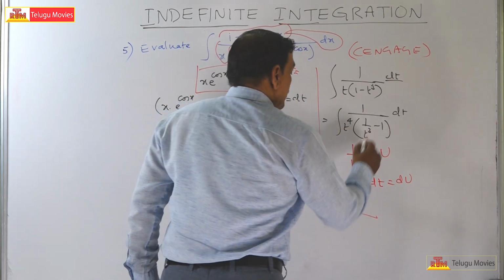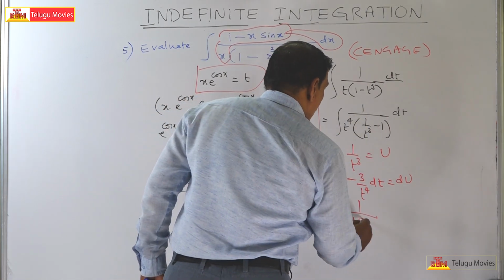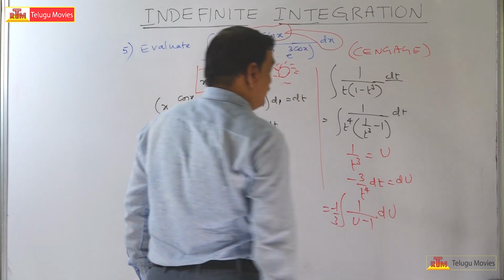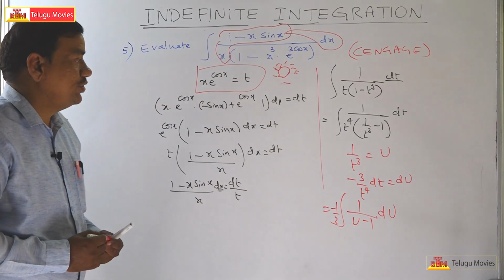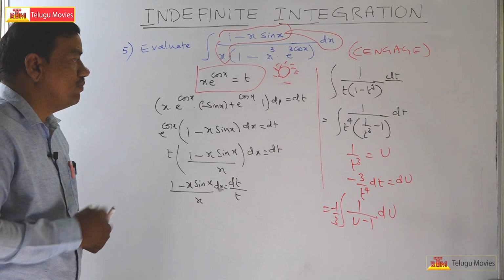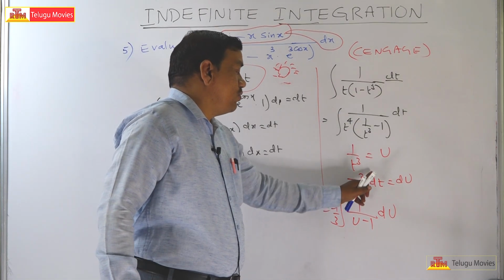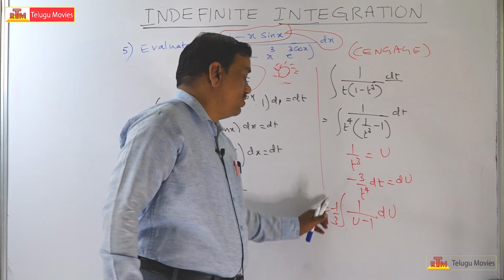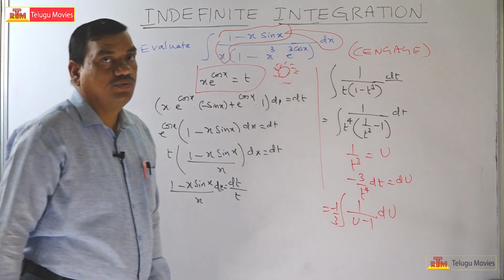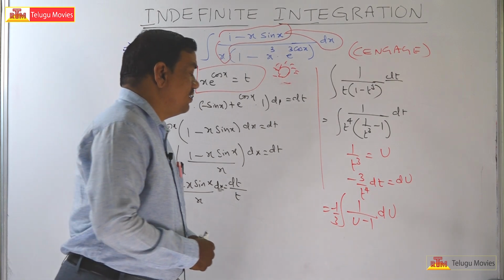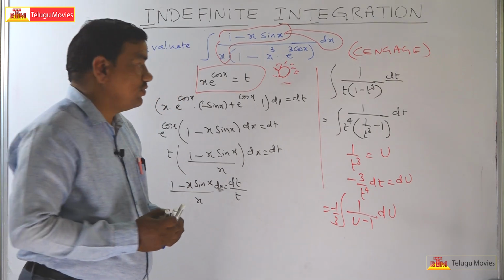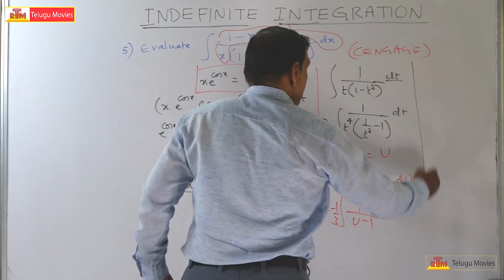This is equal to t cube, means u minus 1 du. Understand this? 1 by t cube means u minus 1. This is 1 by t to the power of 4 dt, which is equal to minus 1 by 3 du. Okay, now the problem is over. So, this is equal to how much?